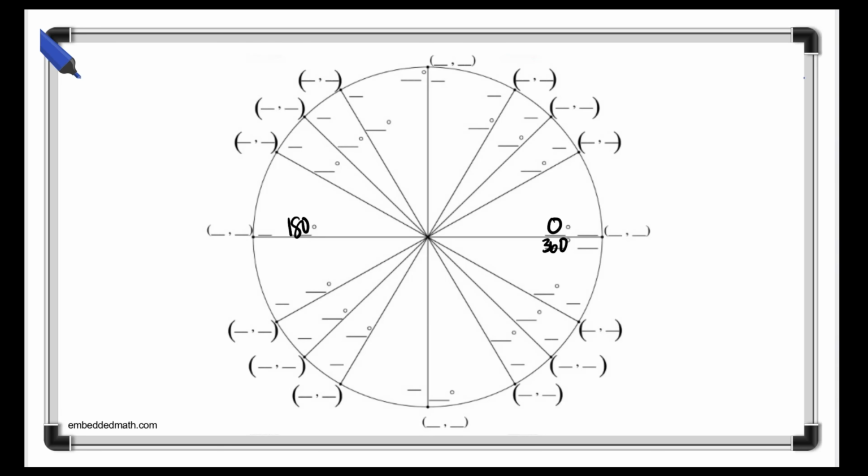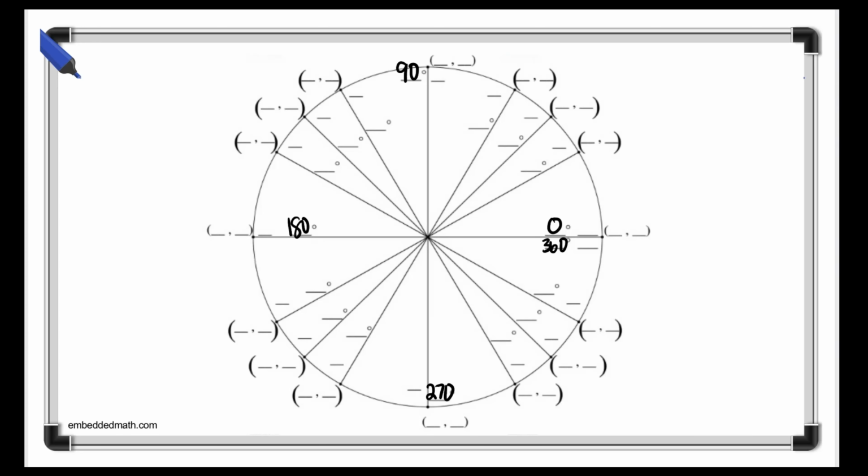Okay, so now half of 180 we know is 90 degrees. And then if you keep counting up by the axes, you're going to count up by 90. So that means this bottom here is going to be 270 degrees.